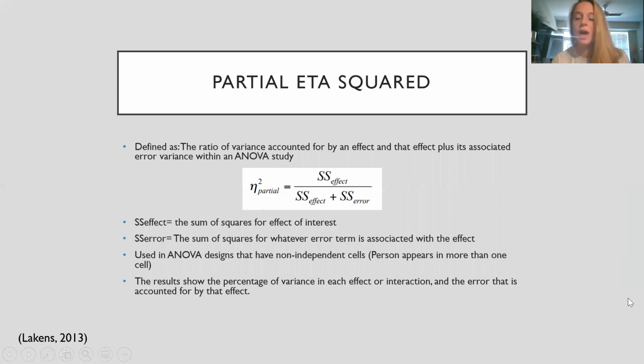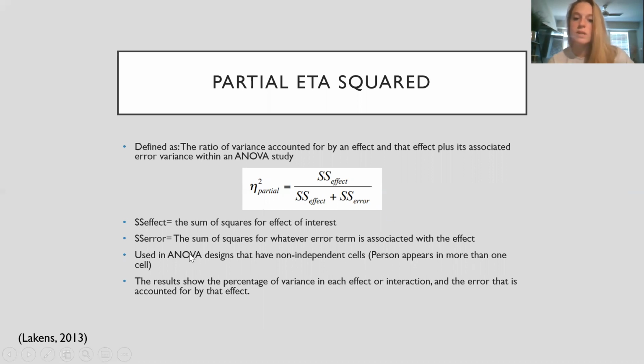Now we're going to go to partial eta squared. This is defined as the ratio of variance accounted for by an effect to that effect plus its associated error variance, and it's used specifically within an ANOVA test. This here is the equation, and it's basically what I said in the definition. It's the sum of squares for the effect of interest over the sum of squares for the effect of interest plus the sum of squares for whatever error is associated with that effect.